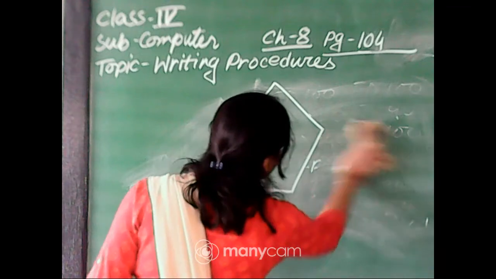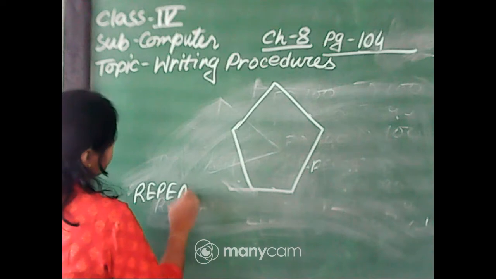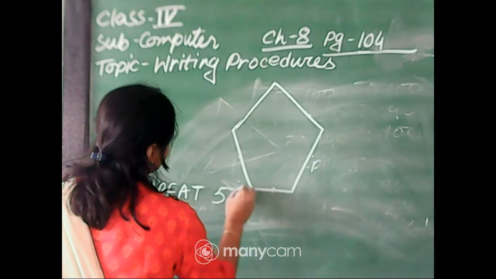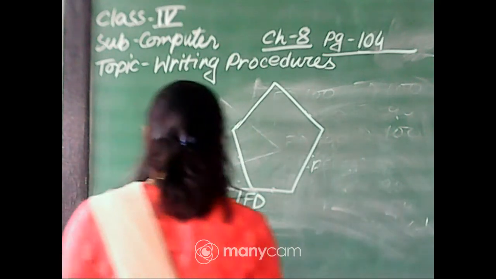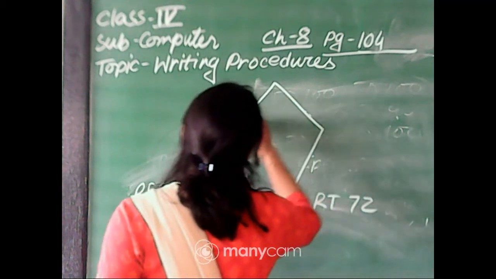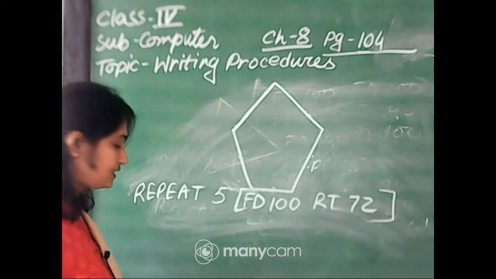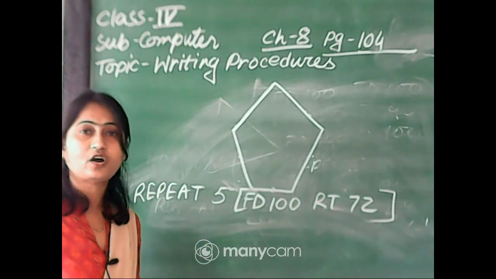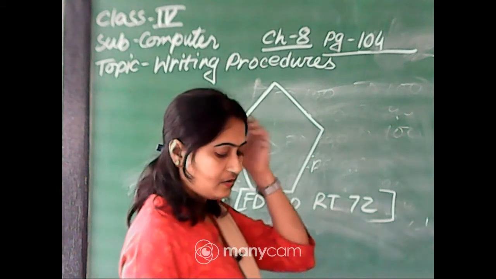So using the repeat command you can write: repeat, how many times? 1, 2, 3, 4, 5 times, then FD 100 and RT 72 degrees. You have to turn the head of the turtle. FD 100 RT 72. How many times to repeat? If you want to draw a pentagon, you repeat 5 times in one line.